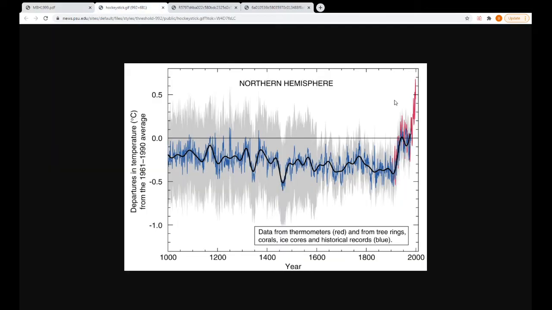In this version, the most famous one published in a UN report, or rather a report made by a UN committee called the Intergovernmental Panel on Climate Change, the legend says, data from thermometers, red, and from tree rings, corals, ice cores, and historical records, blue. In either version of the graph that Michael Mann published, we can clearly see there are two different lines representing two different things, and while they are, in fact, overlapping one another, they are clearly distinct, clearly labeled.